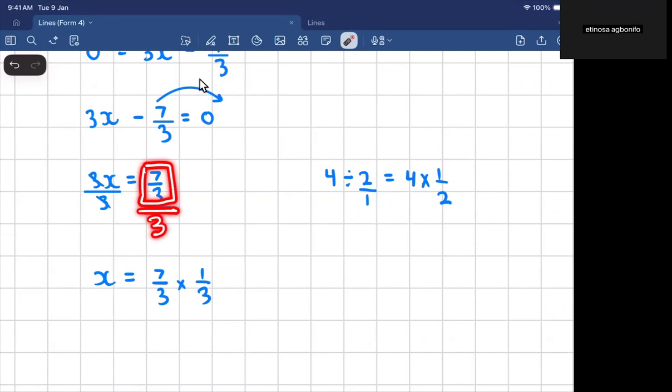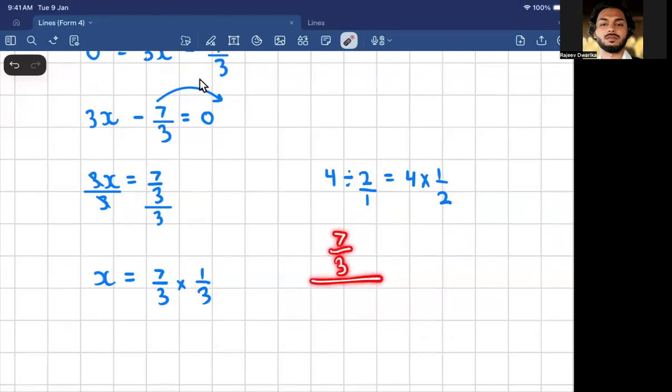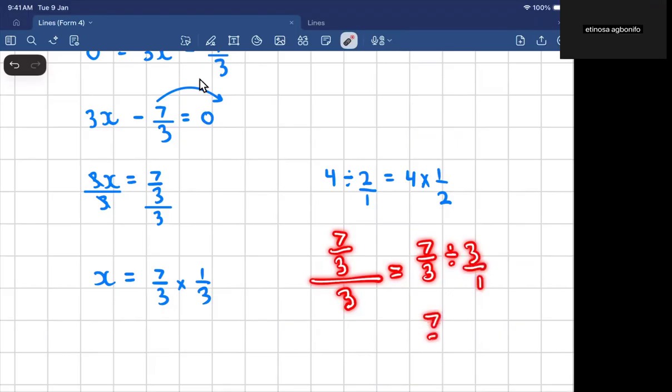By 3 is 1 over 3. Right. And again, if you're confused, let's look at it even closer. So we have 7 over 3 divided by 3. Another way I could write this is 7 over 3 divided by 3. 3 is the same thing as 3 over 1, right? So in the next line, I could write 7 over 3 multiplied by 1 over 3.